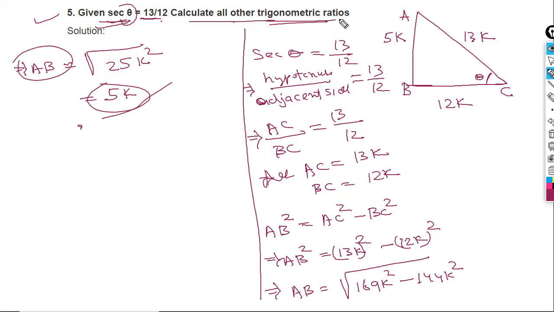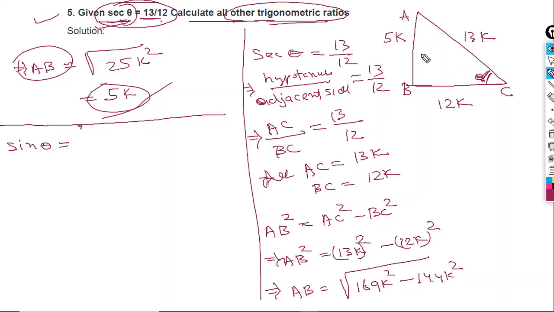Calculate all other trigonometric ratios. One of the ratios is given, sec theta. Now we will find the other ratios, first sin theta. Sin theta equals, look at the figure, opposite side divided by hypotenuse. So the opposite side is AB divided by AC.